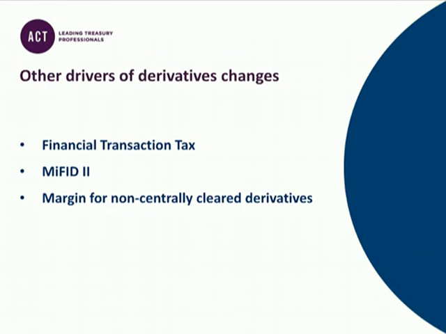Moving on to my final topic, which is margin for non-centrally cleared OTC derivatives. As Martin mentioned earlier, following the G20 mandate to clear standardized OTC derivative contracts through CCPs, the G20 leaders in 2011 agreed to add margin requirements on non-centrally cleared derivatives to the overall reform effort.